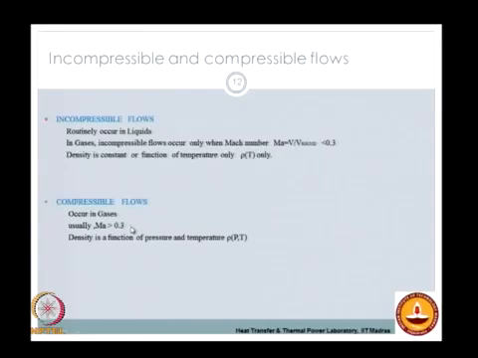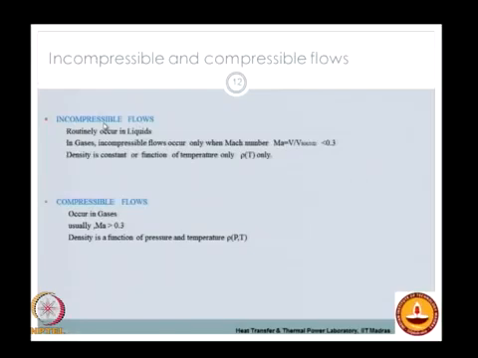When you are looking at compressible flows, compressible fluids are gases, so a compressible flow can happen in compressible fluids, and this is usually important at high Mach numbers greater than 0.3, in which you have to consider density as a function of both pressure and temperature, and there has to be a local variation of density.